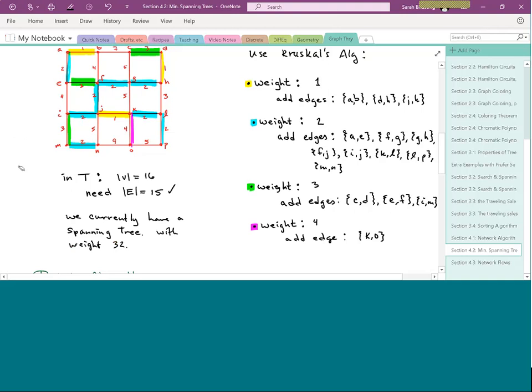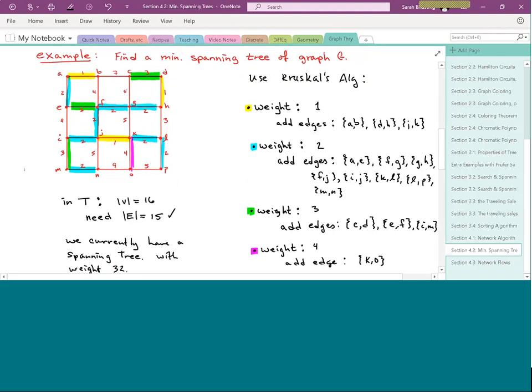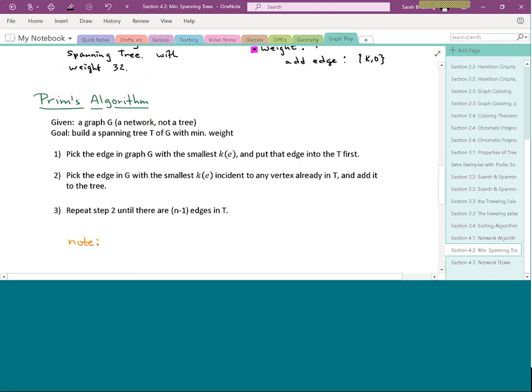Okay. Now, Prim's algorithm, and we're going to actually apply Prim's algorithm to the same exact graph in just a second. Prim's algorithm should also find a minimal spanning tree, which means a tree that has the same total weight of 32, okay? Because this is supposed to be a minimal spanning tree. So let's see what happens.